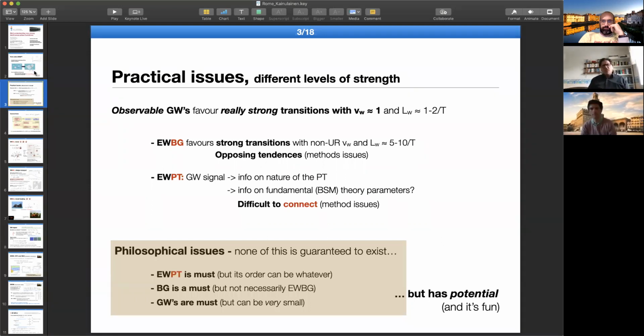Of course, there's a philosophical issue, which none of us cares about much, but there's still the point that none of this is guaranteed to exist, because the electroweak phase transition has to be there, but its order can be whatever as far as the modern universe is concerned. And while baryogenesis has to be there because we are here, it doesn't have to be electroweak baryogenesis. And while gravitational waves certainly come from the early universe, they can be just very, very small. So we can just hope that there is something there to see, but nothing is guaranteed.